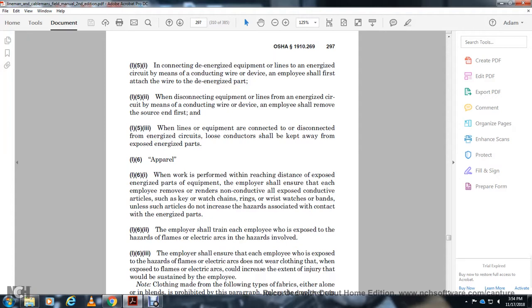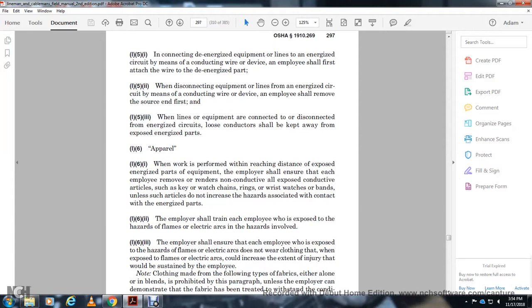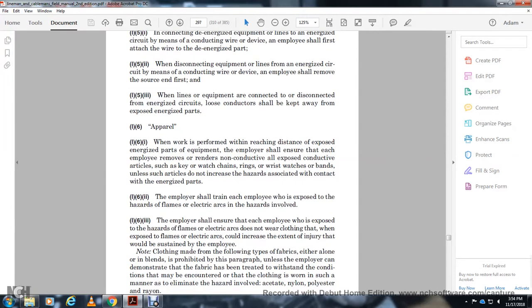As part of this, the employer shall train each employee exposed to the hazard of flame or electrical arcs about the hazards involved. The employer shall ensure the employee exposed to the hazard of flame or electrical arcs does not wear clothing that, when exposed to the flame or electrical arc, would increase the extent of the injury sustained by the employee.